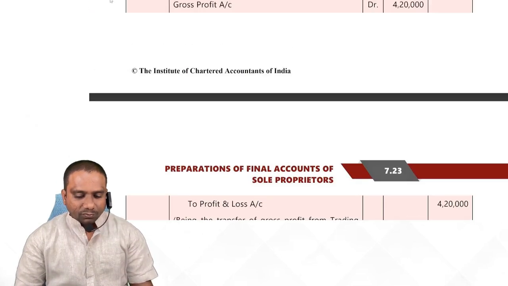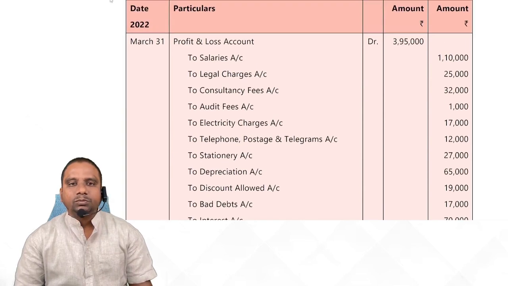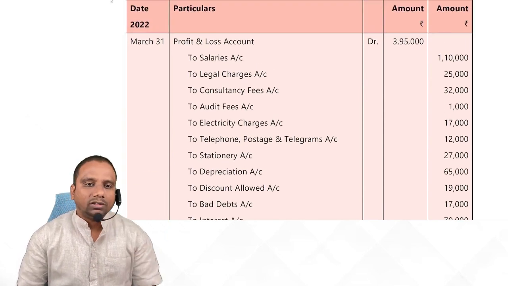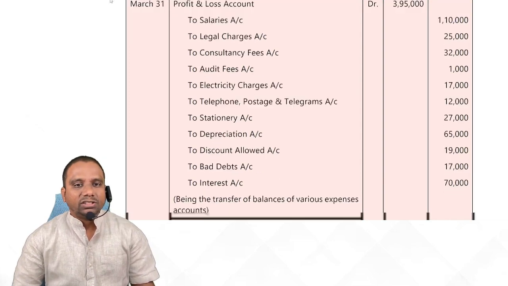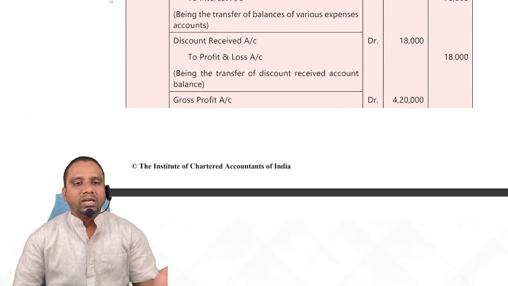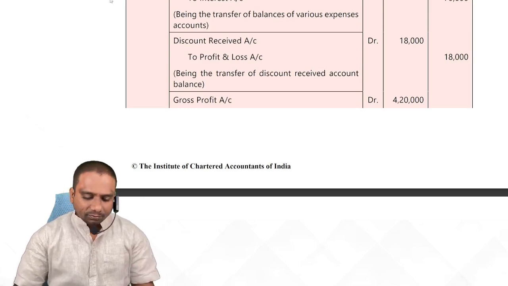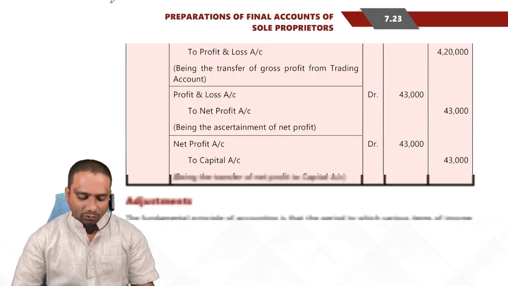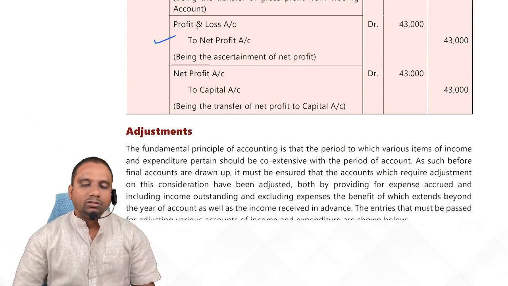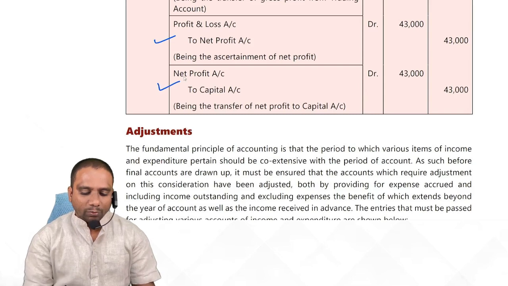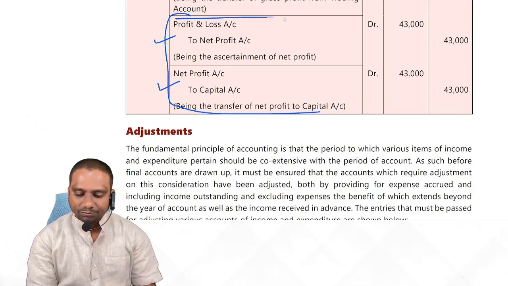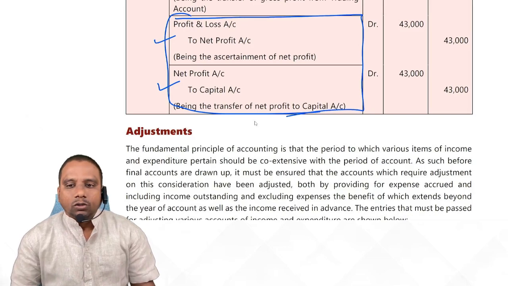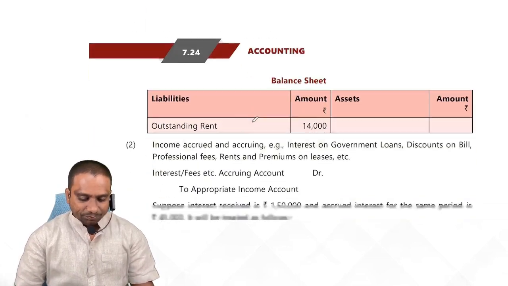Next one, closing entries for this. Simple. All the expenses transfer to P&L account. Entry: profit and loss account debit to expenses account. All the incomes transfer to P&L account. Entry: incomes account debit to profit and loss account. Now, this P&L account shows either net profit or net loss. This is transferred to capital account. Profit and loss account debit, net profit to capital. You can write a combined entry for this. Next problem.